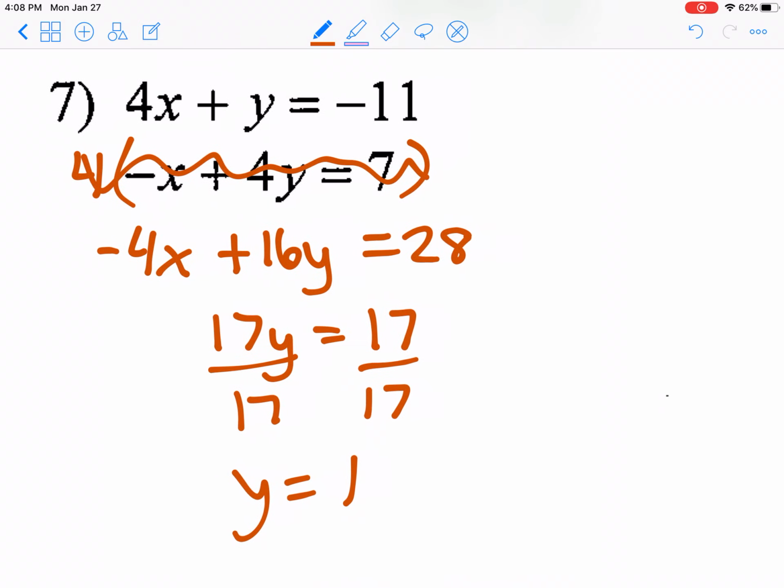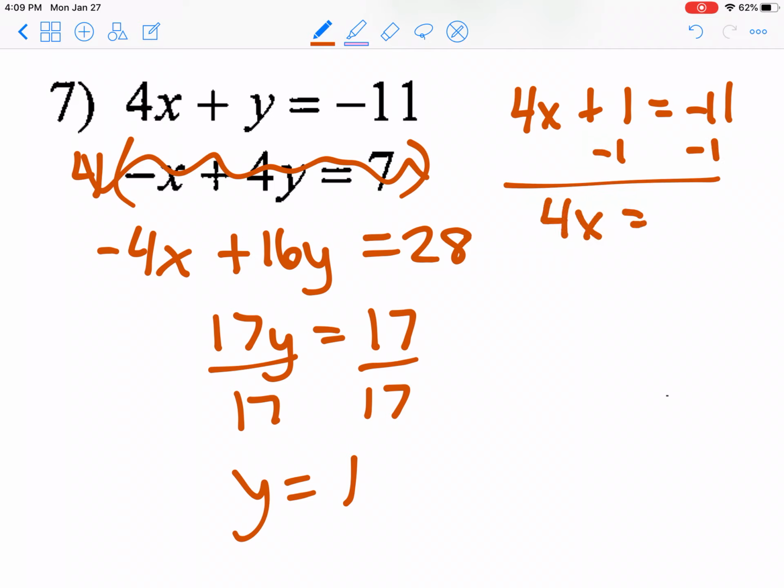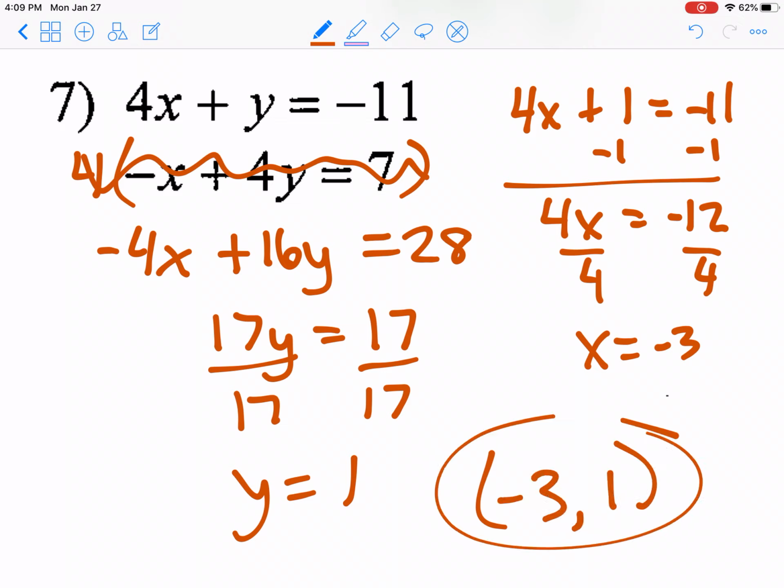Okay, to get my other number, I'm going to plug that into one of the equations. So 4x plus, instead of y, I'll put 1 equals -11. To isolate x, I'm going to subtract 1 first. Get 4x equals -12. Then divide both sides by 4, and we get that x equals -3. So the solution here is -3, 1.